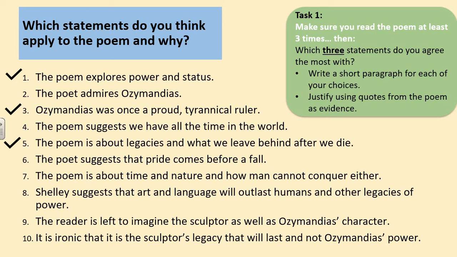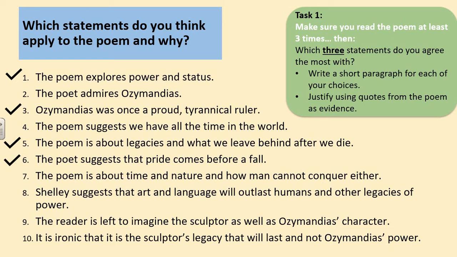Number 5, the poem is about legacies and what we leave behind after we die. So very much so, what's left behind after Ozymandias or Ramesses II has died is this statue. What message has been left behind? What legacy? Is there a message? What does it tell us about what we leave behind after we die? So what quotes could you find from the poem that would reference that?